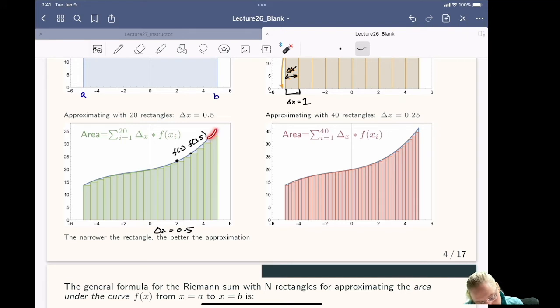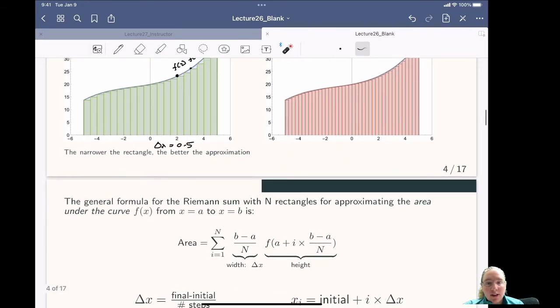And notice that the area that you're missing, all these little blue triangles in here, get smaller and smaller and smaller. I mean, here we're almost missing nothing at all. So as those rectangles get narrower, as you get more and more rectangles, the better your approximation is.